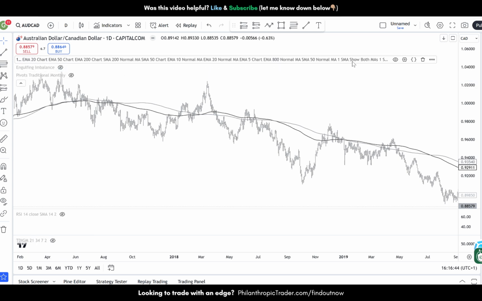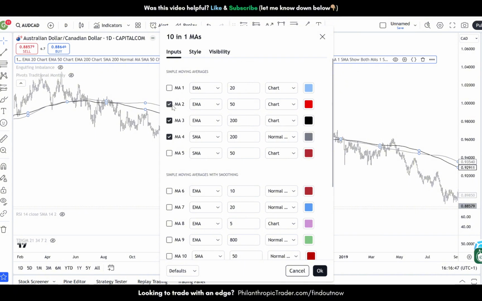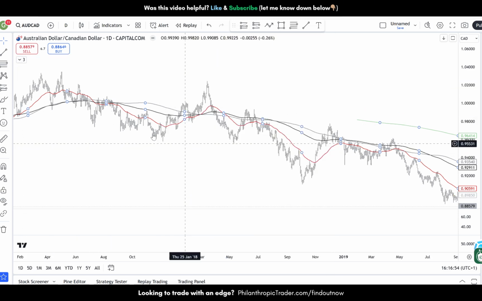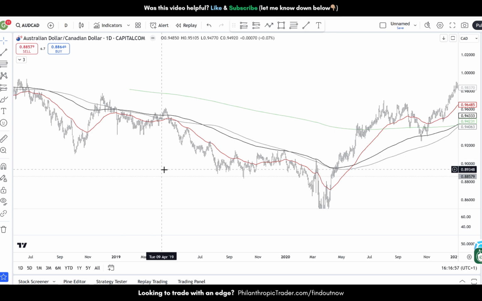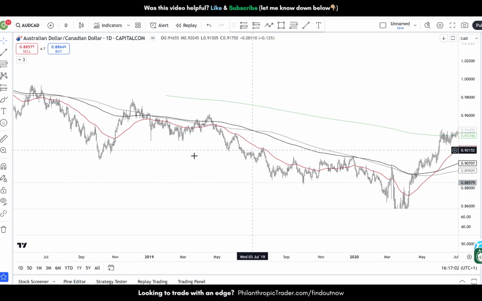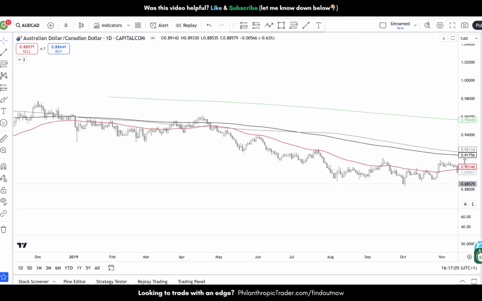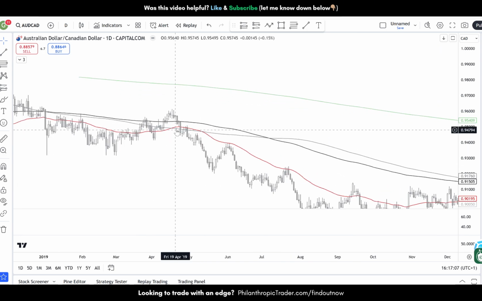So let me get the 50 exponential moving average, and we have the 800. This is also something that I like to look at. So over here, what do we see? We're still looking at the daily time frame. We see here that, let's zoom in a little bit, price is below all levels. Price is below the 50 exponential moving average, that is the red line. The black one is the 200 exponential moving average, and the gray one is the 200 simple moving average, and we have the 800. So this is the long-term exponential moving average.